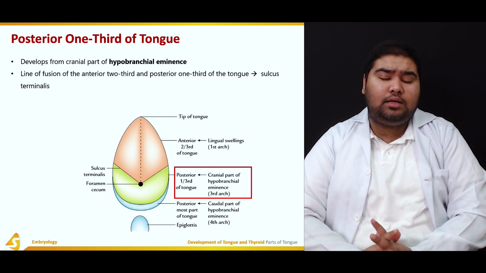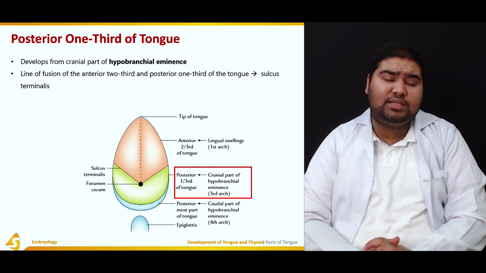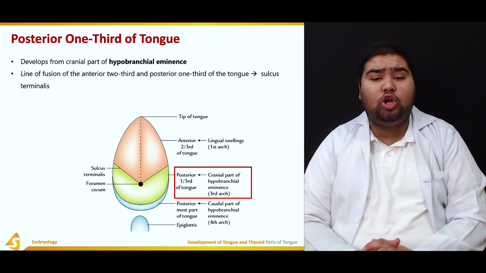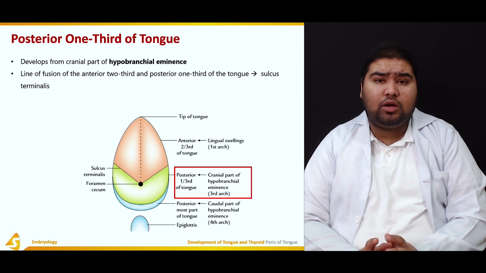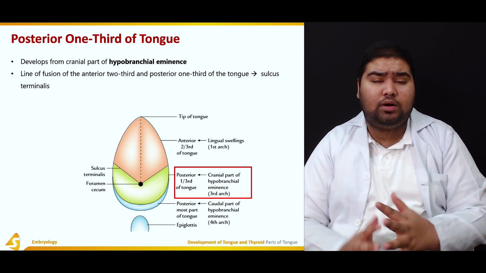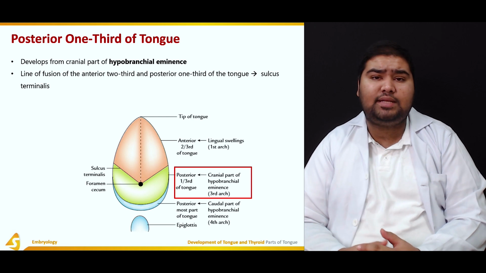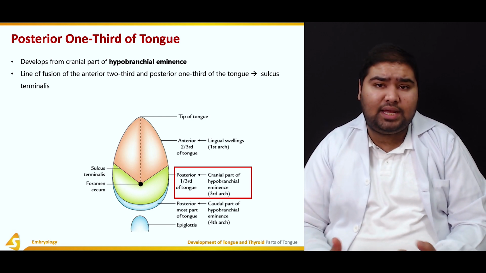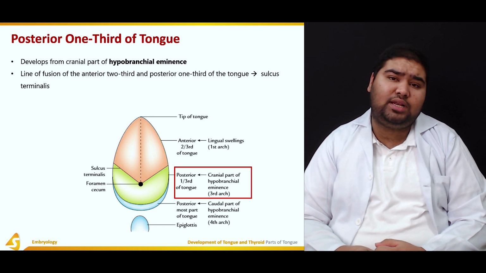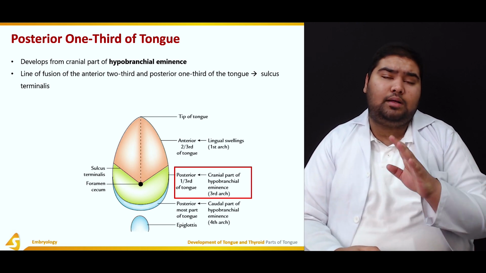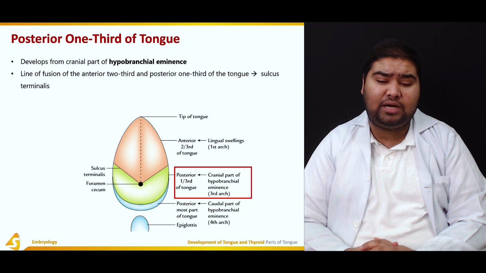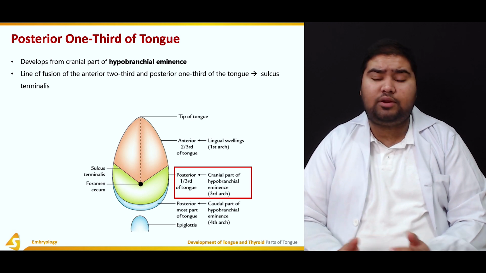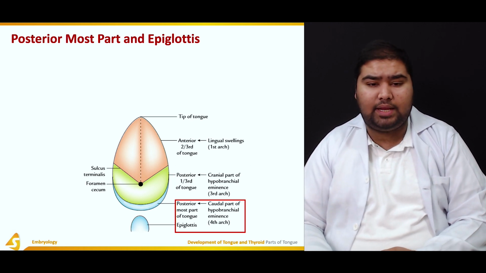Now this part, the posterior 1/3 of the tongue, is supplied by the glossopharyngeal nerve because this hypobranchial eminence originates from the third pharyngeal arch in particular. Hence the glossopharyngeal nerve supplies this cranial part of the hypobranchial eminence.